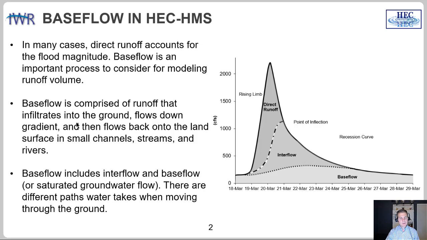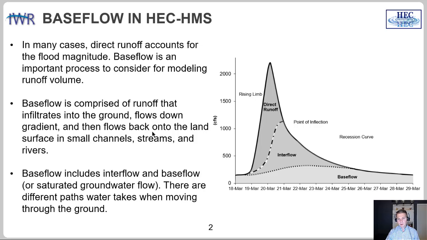We see right here, base flow is comprised of runoff that infiltrates into the ground, then it flows down gradient or down slope, and then it reaches back in or flows back into channels. And so it might flow back into a smaller channel, and then that channel becomes a larger channel in a stream and a river, and then so on.